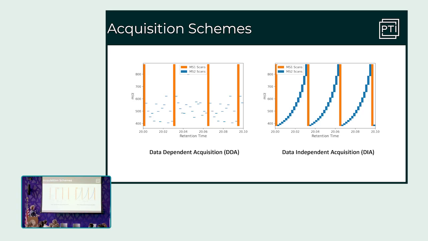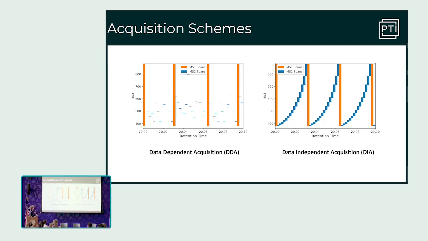So the different ways we sample this ion map, as I said, we can do it with a data-dependent acquisition method, where we take a survey MS1 scan, and then based on the ions we see, we can isolate those and send those for fragmentation. But you can see how this is a pretty sparse sampling of our full ion map.